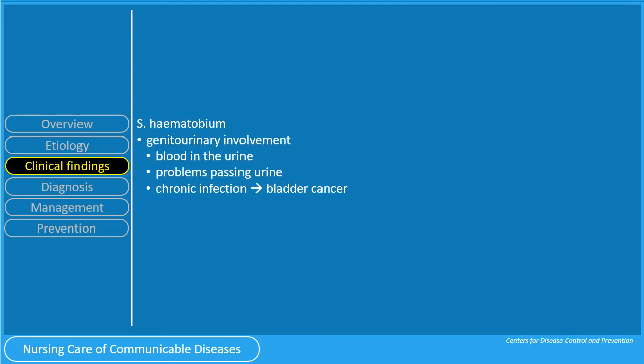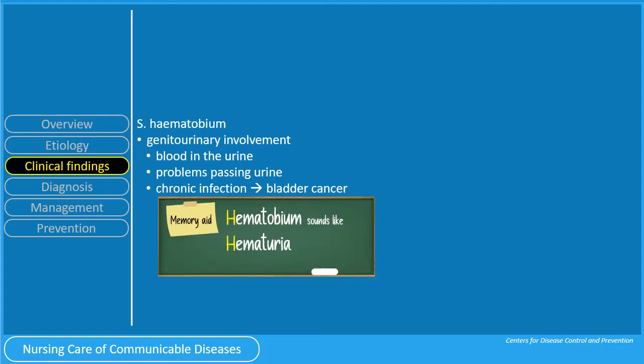In the Schistosoma genus, it is the species S. hematobium that causes a primary genitourinary symptom. It presents with blood in the urine or problems with passing the urine. Of clinical importance is that S. hematobium can also lead to increased risk of bladder cancer. I remember it as hematobium sounds like hematuria, which is blood in the urine, and that makes me correlate that S. hematobium affects the genitourinary tract.